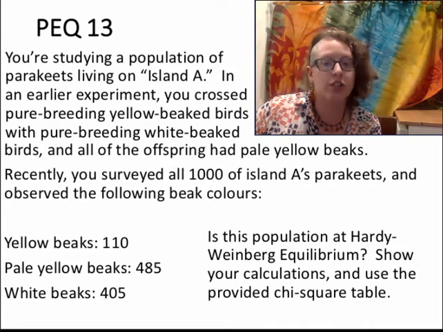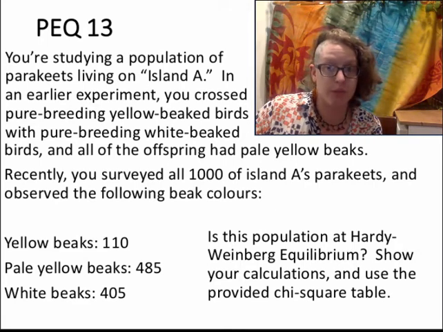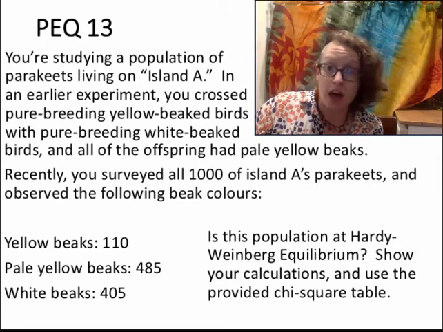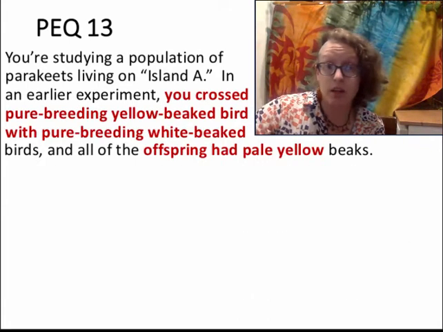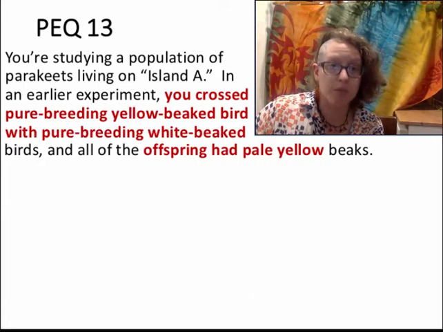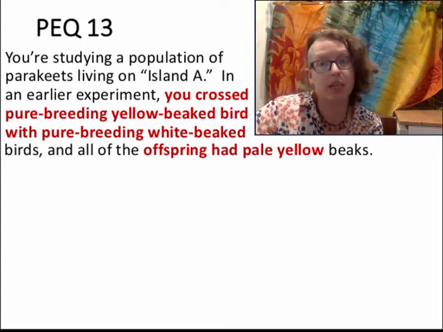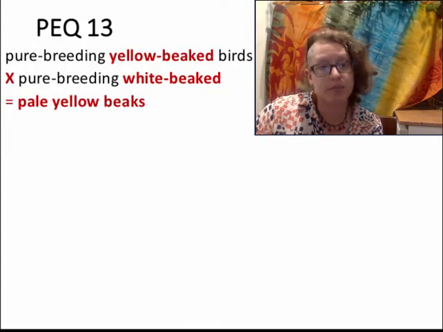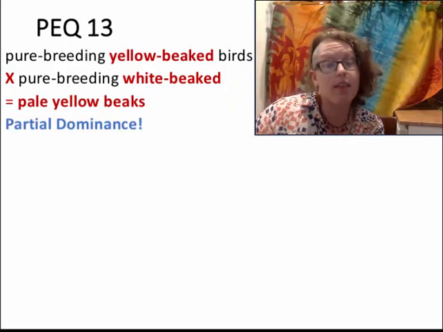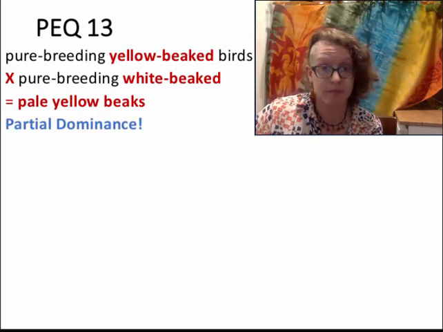Show your calculations and use the provided chi-squared table. My goodness, that's a lot. Let's boil it down. Starting from the top, this is the information that we got out of it. You're crossing pure-breeding yellow-beaked birds with pure-breeding white-beaked birds, and the offspring has pale yellow beaks. That's what that says. Yellow beaks crossed with white beaks equals pale yellow beaks. We've seen this before. This is partial dominance.